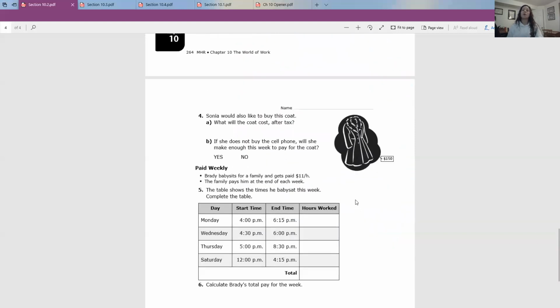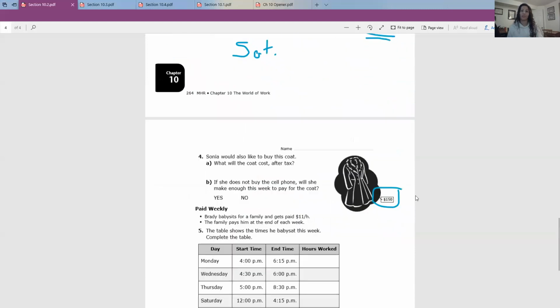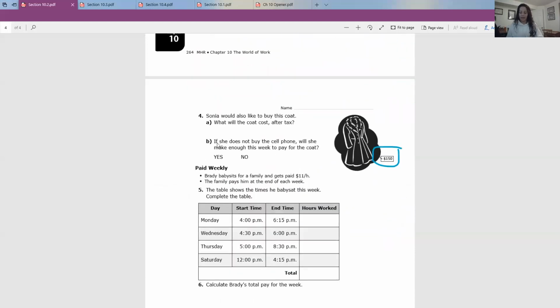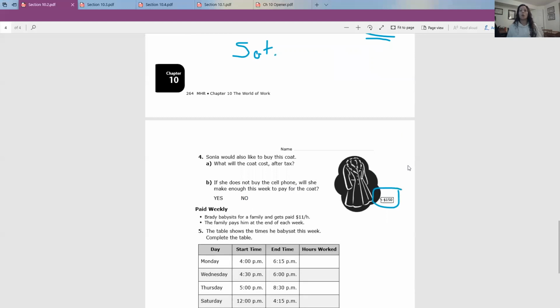All right. Question 4 is the exact same idea. You're going to calculate the cost of this coat, which is $150 with tax. So calculate the tax on the coat and then figure out if she has enough to purchase the coat if she made $171. So she's either going to buy the phone or the coat. Pause the video. I'm going to put the answers down and then after that, what I would like you to do is finish up questions 5, 6, and 7 on your own. Okay, you don't need to check the answers on that one. Okay, so pause the video. I'm just going to put the answers down for question 4.